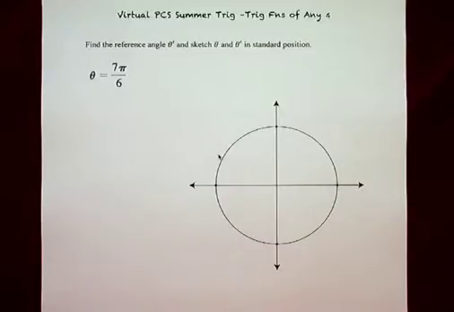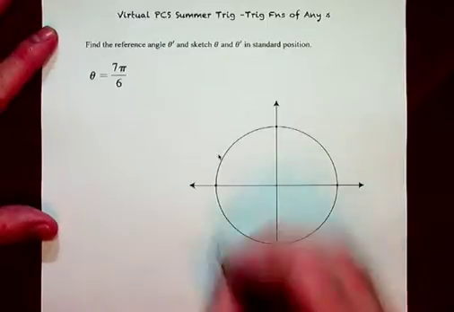Okay. So we have 7 pi over 6. Oh, huh. I think I misinterpreted those instructions during the class time. I think there's something different, but we'll get to that here in just a second.